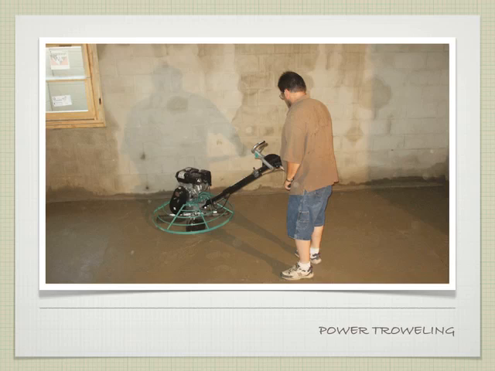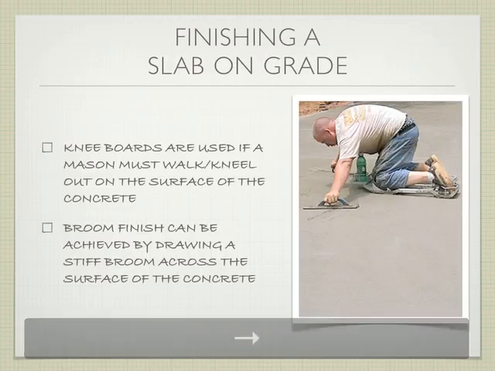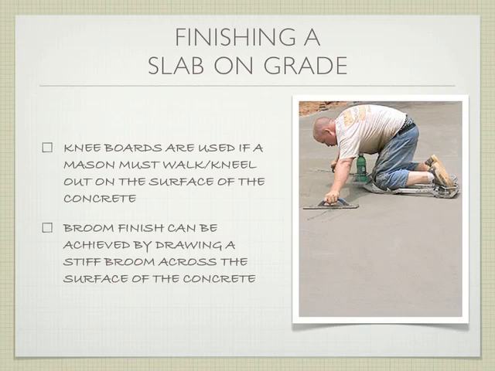And if you're standing on the concrete with just your shoes, you can see he's leaving behind footprints, which is exactly what you don't want to happen on the surface of the concrete. So you need some way of spreading out your weight. They use something called knee boards if you need to get out on the concrete and kneel. Typically they'll move all the way out to the center, and then work backwards from the center so they can cover up any scratches or imperfections that they make along the way.